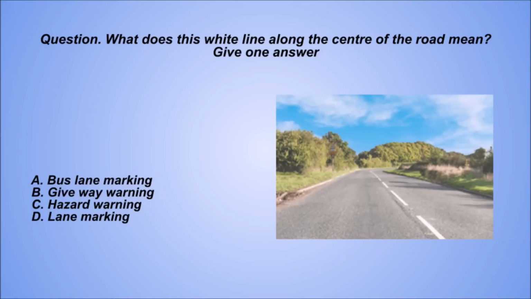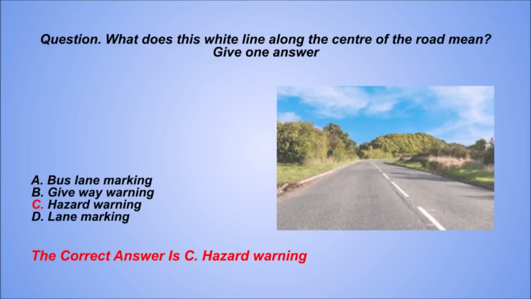Question: what does this white line along the center of the road mean? Give one answer. A. Bus lane marking. B. Give way warning. C. Hazard warning. D. Lane marking. The correct answer is C.